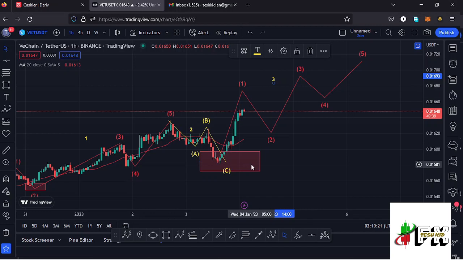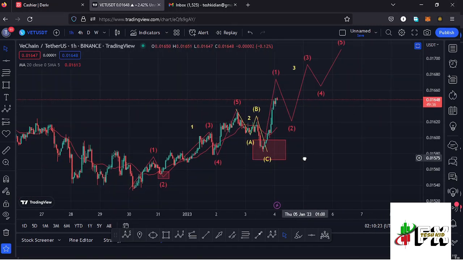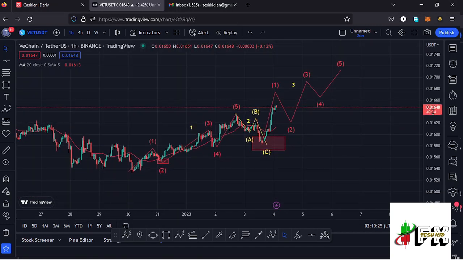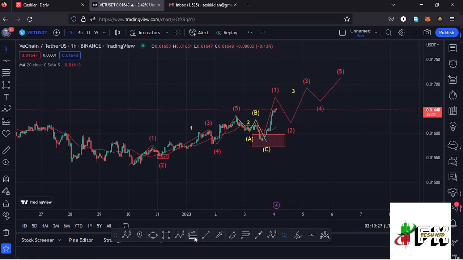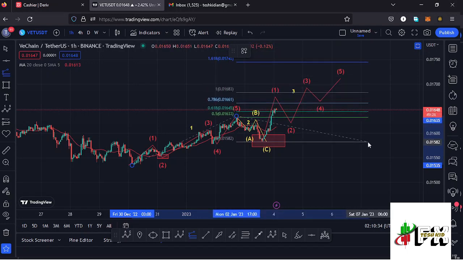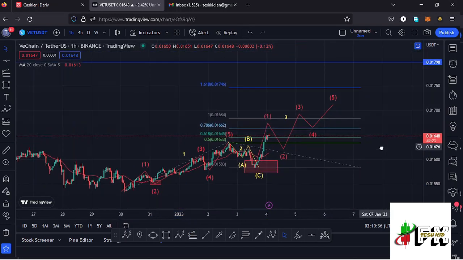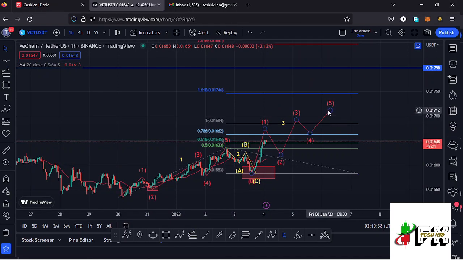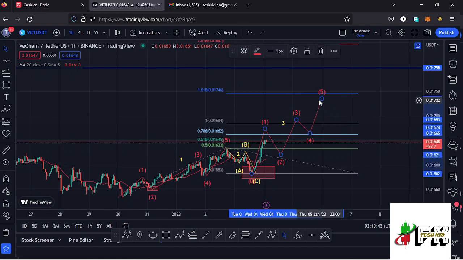But for now we can sketch out a minimum target area to the upside in the formation of that wave 3 using the Fibonacci's, connecting them from the low of the first wave down there to the high of the wave 1, then dragging our fibs to the low of the second wave, and that gives me a minimum target area at the fib level 1.618, and that is at around the $0.01746 mark. And that is the short-term scenario that I'm expecting to play out here on the Vechain chart.